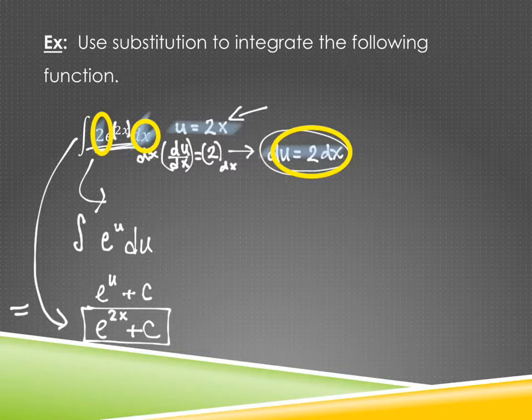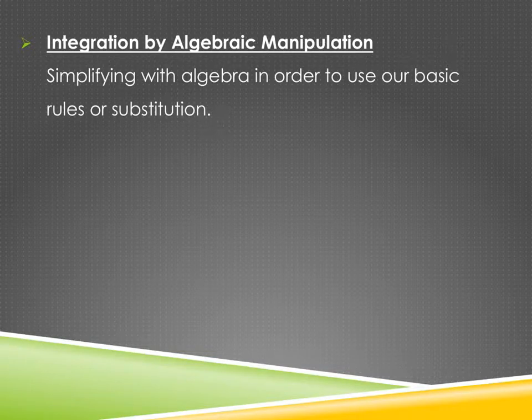We're going to do some more examples with this in a minute, but I want to show you one more method, and this second method is the one I wanted to make sure you saw before Thursday's quiz, okay? It's called algebraic manipulation. The idea is to simplify something with algebra in order to use basic rules or substitutions. It's not a calculus thing. It's algebra. That's all it is. So it's going to be simplifying something using algebra.